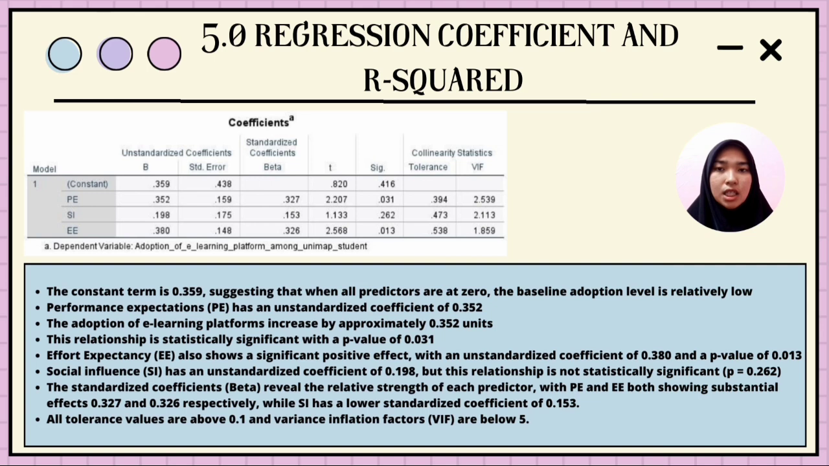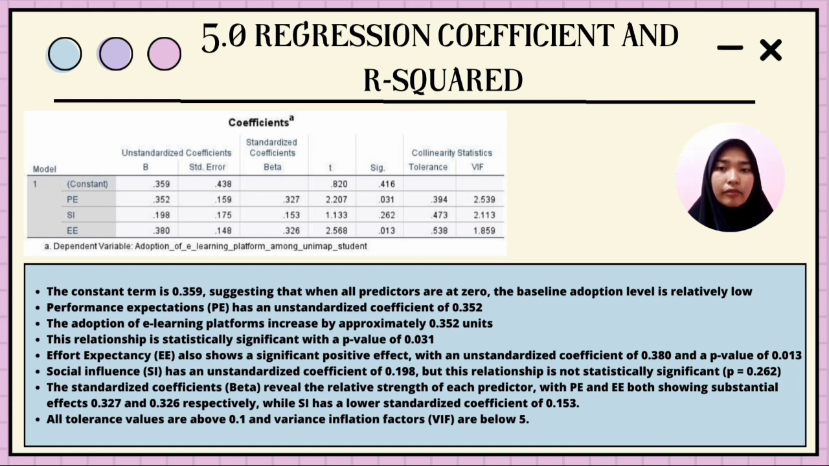Based on coefficient data, it showed that the constant term is 0.359, suggesting that when all predictors are at zero, the baseline adoption level is relatively low. Performance expectation has an unstandardized coefficient of 0.352. The adoption of the e-learning platform increased by approximately 0.352 units. This relationship is statistically significant with a p-value of 0.021.